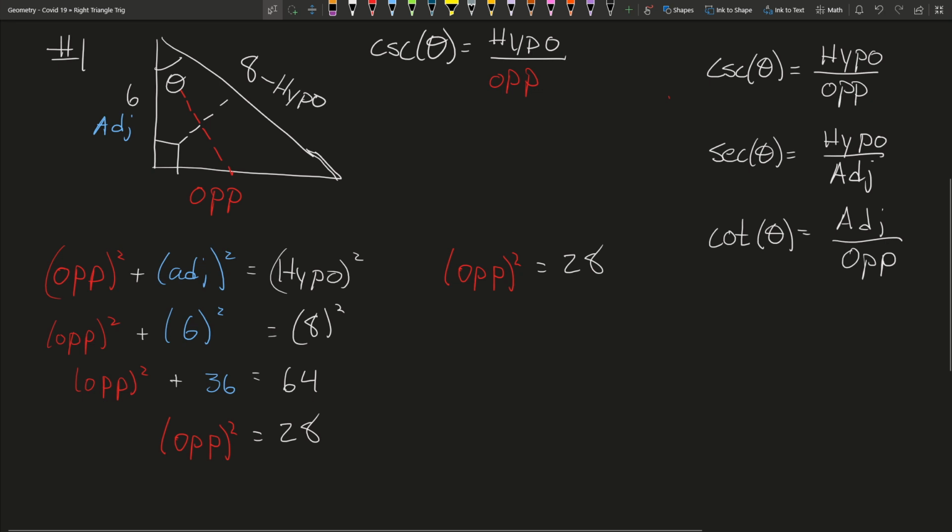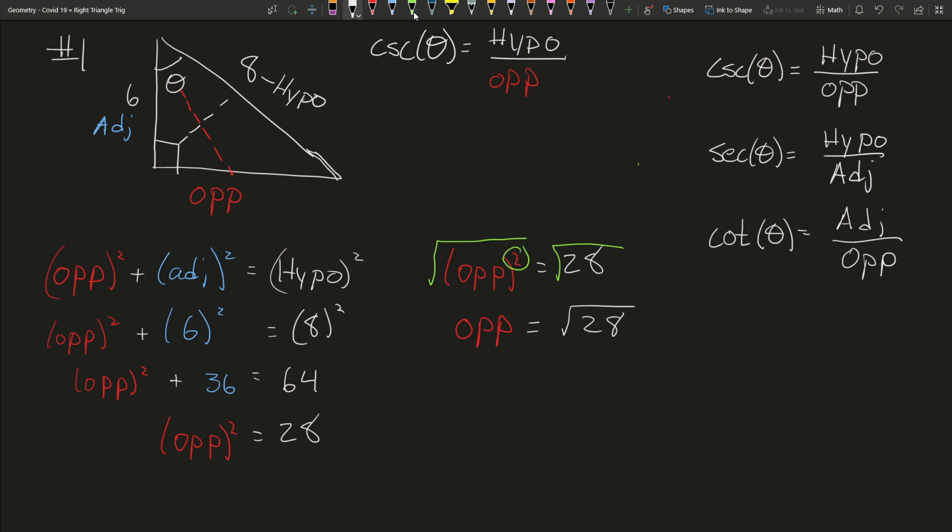Okay, so then once we get there, we have to solve for just the opposite side. So we have to get rid of this squared. In order to do that, we have to take the square root of both sides. That leaves us with just the opposite. And then we have to simplify the square root of 28. I know that we can simplify the square root of 28 as the square root of 4 times the square root of 7, which is equal to 2 rad 7.